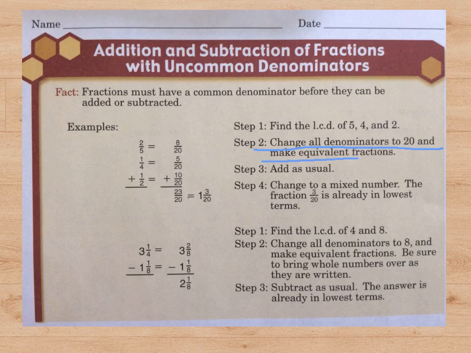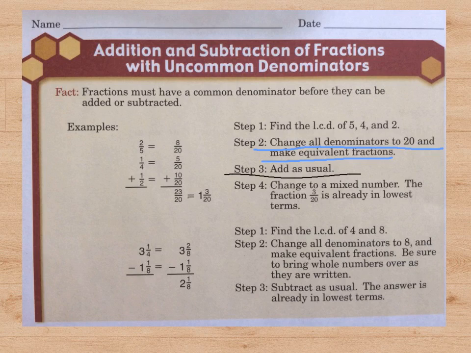And with that, they made equivalent fractions. 5 times what equals the 20? Well, 5 times 4 equals 20. So if they did a times 4 there, they had to then do a times 4 up here. 2 times 4, and they came up with 8, and that's correct. And they did that with all the numbers there.